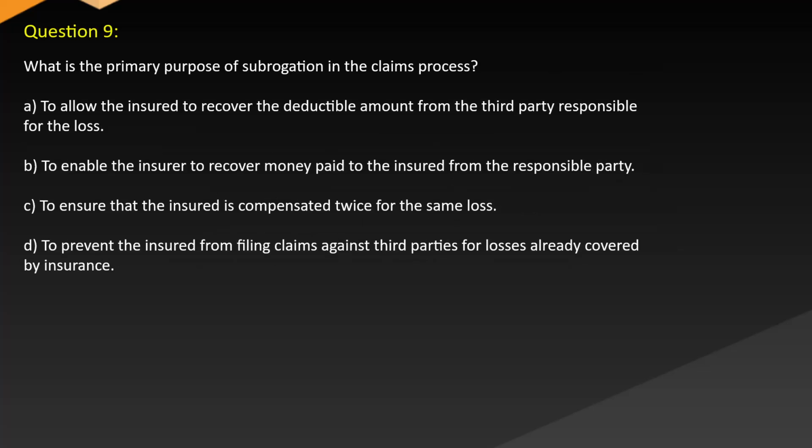Question 9. What is the primary purpose of subrogation in the claims process? A. To allow the insured to recover the deductible amount from the third party responsible for the loss. B. To enable the insurer to recover money paid to the insured from the responsible party. C. To ensure that the insured is compensated twice for the same loss. D. To prevent the insured from filing claims against third parties for losses already covered by insurance.